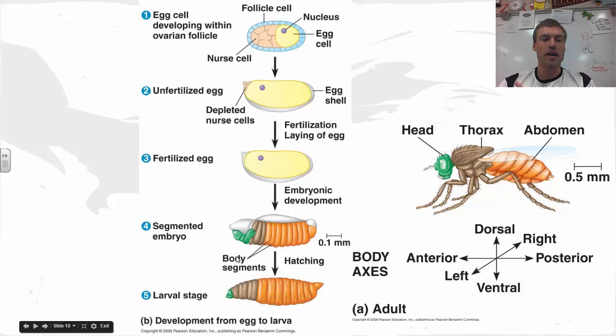But then we develop the different segments, and we can follow those green segments all the way to the development of the head. The brown segments become the thorax. The orange segments become the abdomen. So that's how we get this whole pattern formation.